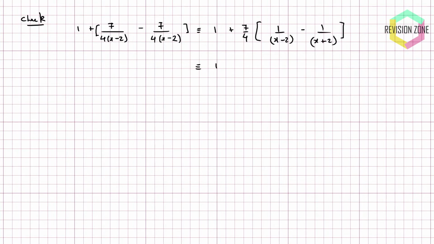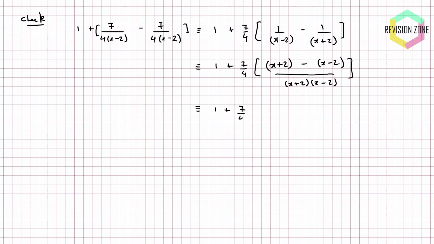So I get 1 plus 7 over 4, and we get a common denominator, so we get x plus 2, and then we take away x minus 2. Of course, the takeaway sign here is that sign there, which we have to keep, and then the denominator is just x plus 2, x minus 2, right? Now simplifying the numerator, we just get 1 plus 7 over 4. The numerator is going to be x plus 2 minus x plus 2, and the denominator is obviously x plus 2, x minus 2.